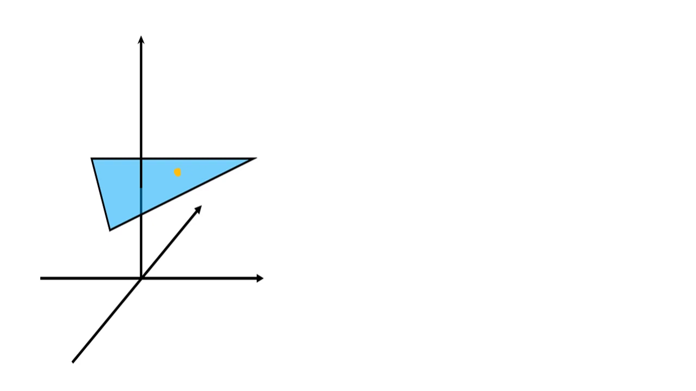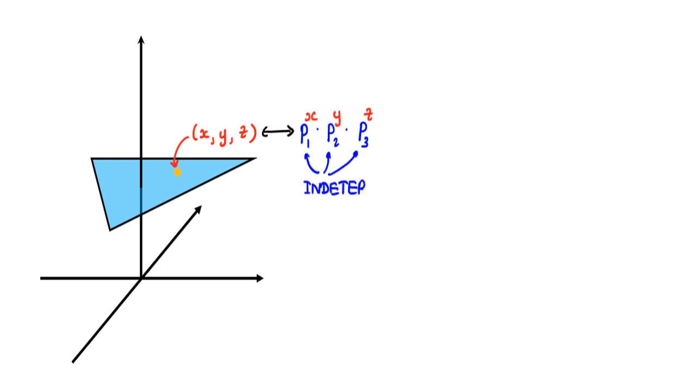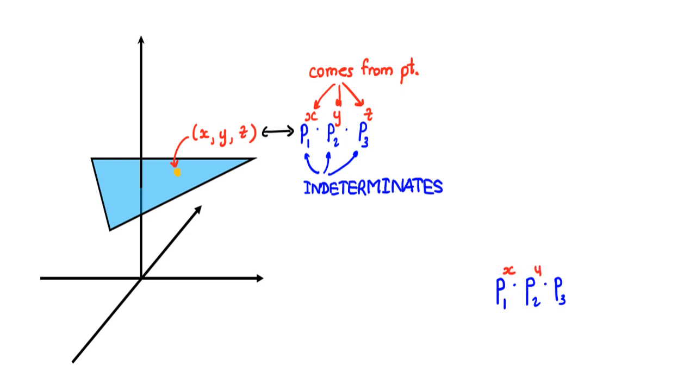Just like we considered the tilings as products of x and y's, we want to associate an algebraic expression to each point in our collection. Each lattice point in our bag is a triplet of integers x, y, z, so we can associate it with the product p1 to the power of x, p2 to the power of y, p3 to the power of z. Here, p1, p2, and p3 are the indeterminates, and x, y, and z come from the coordinates of our point. And just like before, we will add up all such expressions as the point x, y, z ranges over all points in our collection.